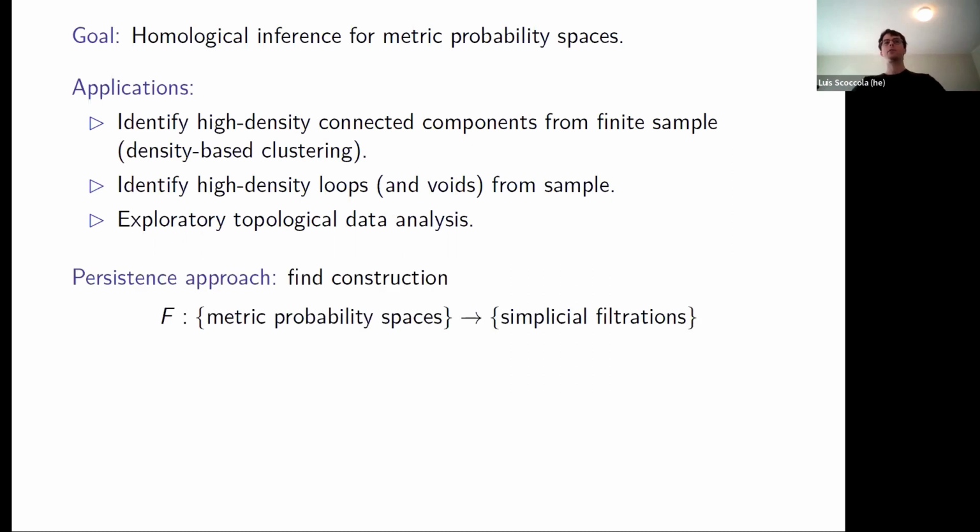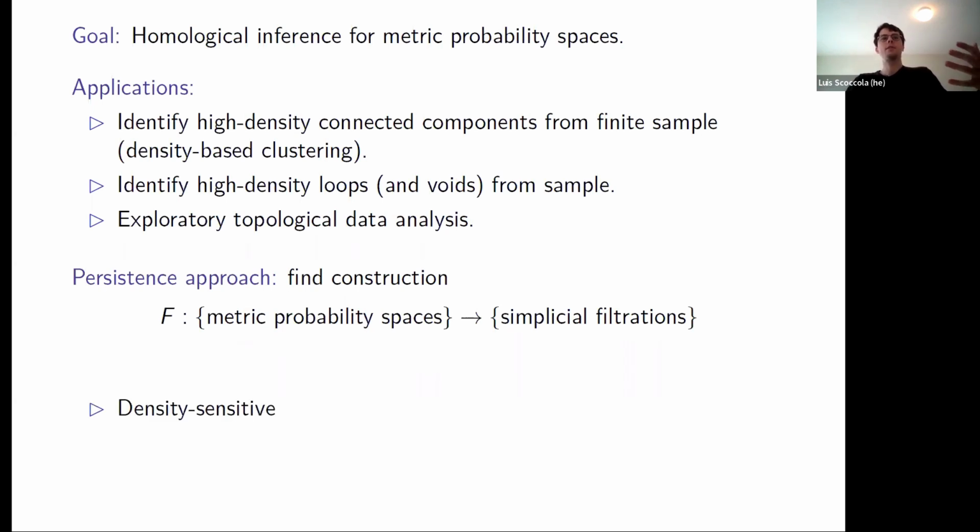Okay, so what's the approach that we're going to take? We're going to do the persistent thing. We're going to try to find a construction that takes a metric probability space. So we're going to interpret the input as having a metric and as having some sort of density structure. And we want to output a simplicial filtration that may have multiple parameters. So it could be a multi-parameter simplicial filtration, and we're going to define that in a second. But basically, the only way to handle both metric and density is to have multiple parameters, at least as far as the current approaches go.